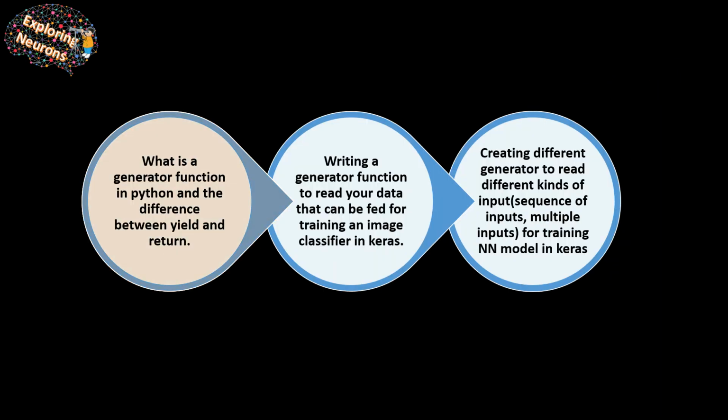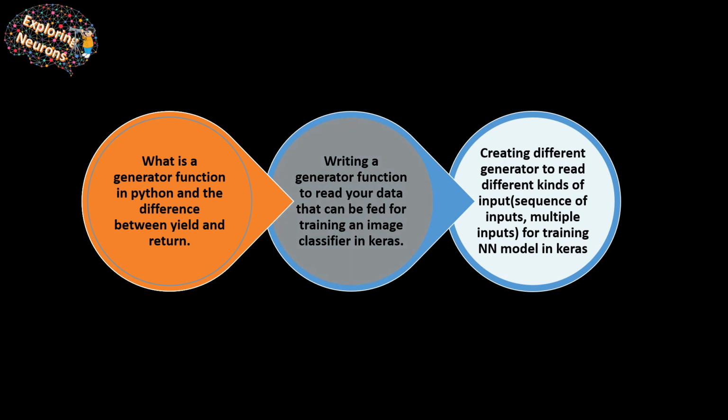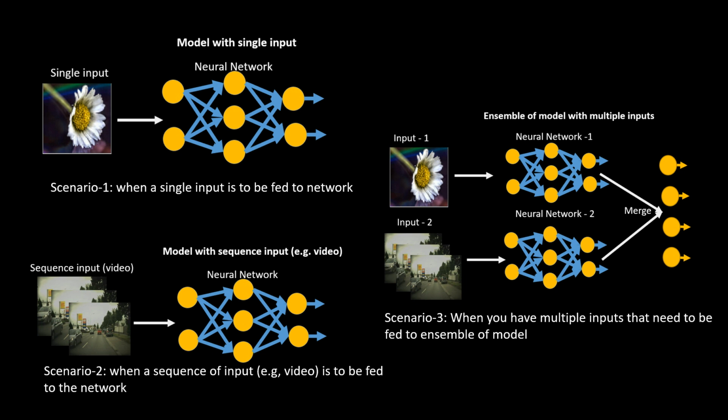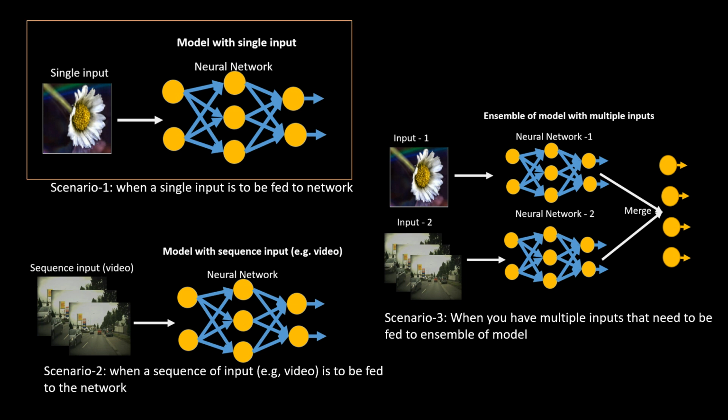So in the first initial video, we already discussed what a generator function is in Python. So if you want a refresher, you can just quickly go and have a look at that. And in the previous video, we wrote a generator function for training an image classifier, where we are able to create a data loader to load and feed image data. And in this video, we are going to do that for a sequence of input, and that will be video for us. So we have already covered how we can load image and train a network.